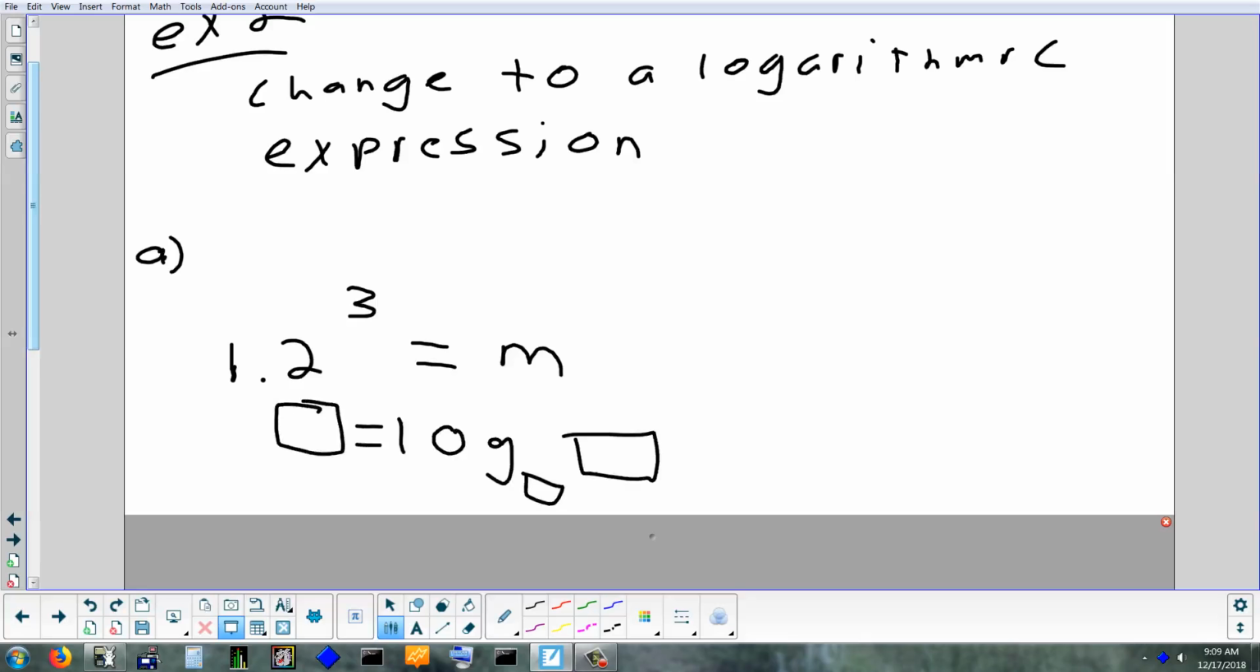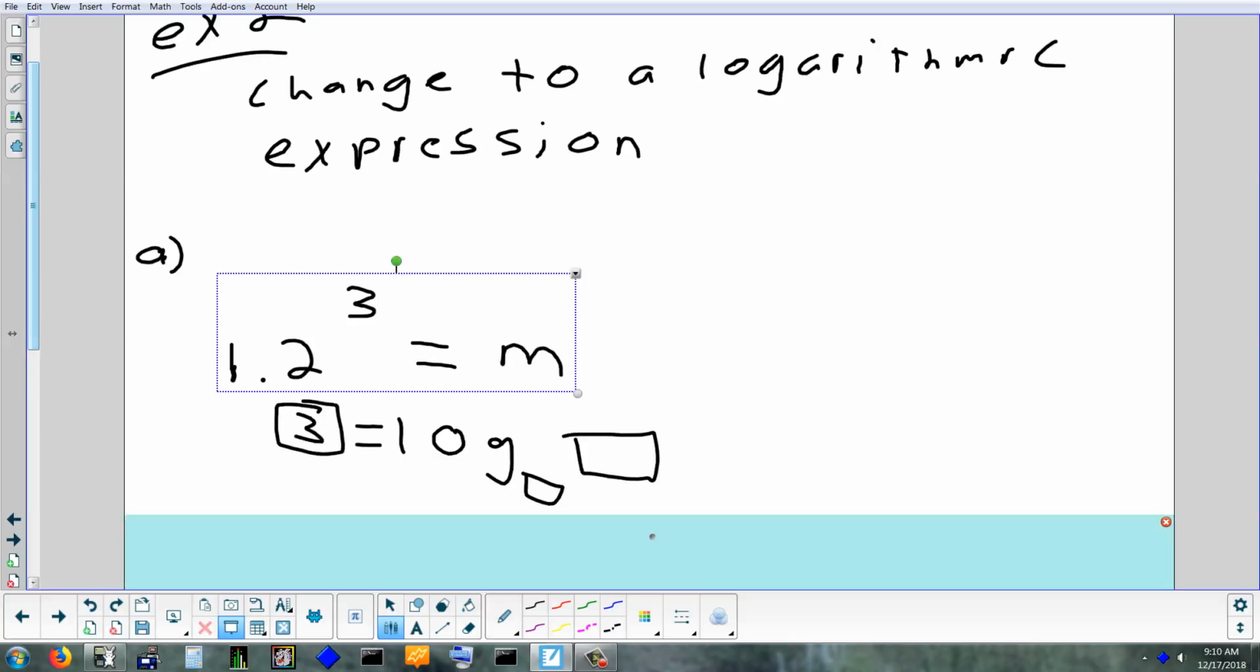Logarithms always equal what kind of number? Exponents. So look up above, find your exponent. 3. So 3 equals log, what do you call this thing down here? Base. So look up above, look at where the base is. 1.2. We know it's the base because it has a number that's higher. Anything that's higher is the exponent. Anything that's lower, that's your base.